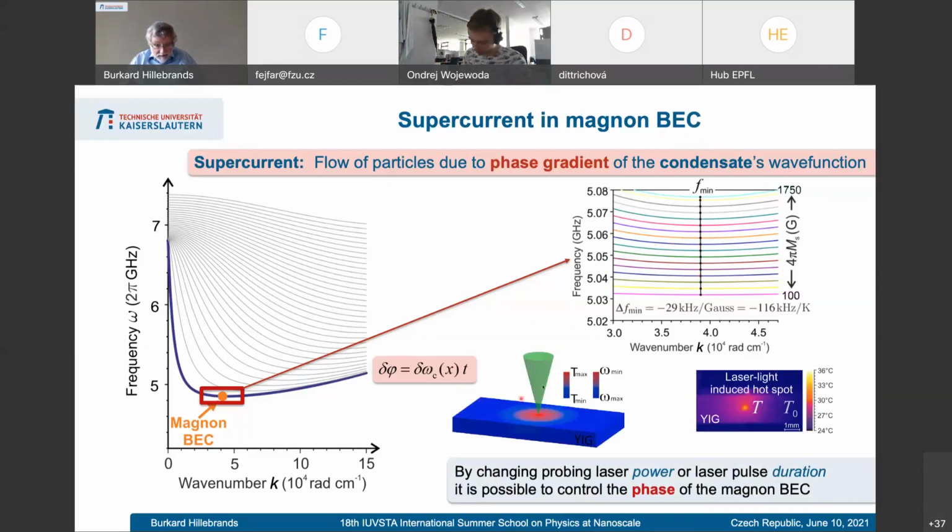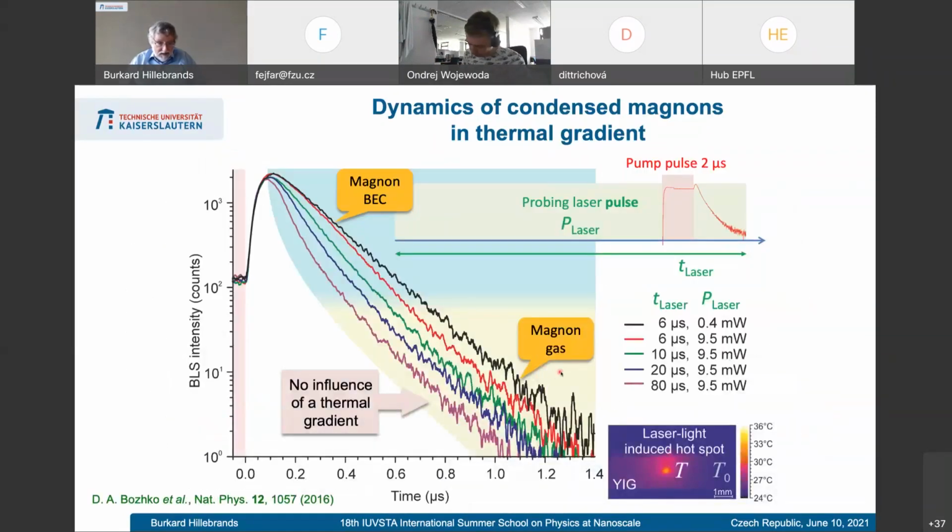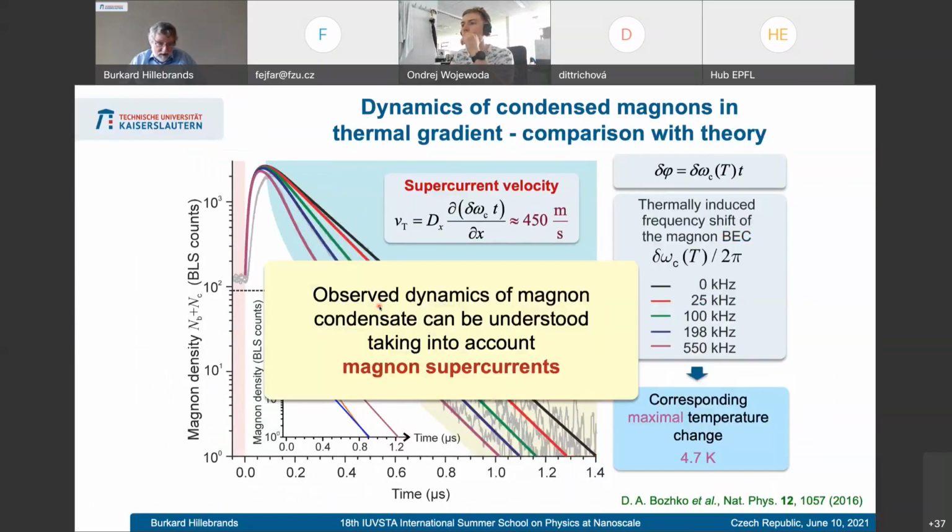And that can be simply done by using the light of a laser. For instance, the light we use in the Brillouin light scattering experiment, and that could create here a supercurrent. And indeed, if you look at the old data, we find deviations from the linear slope in this logarithmic representation. And these deviations indicate that we have an outflow of magnons. But let me show this to you in a somewhat more convincing way.